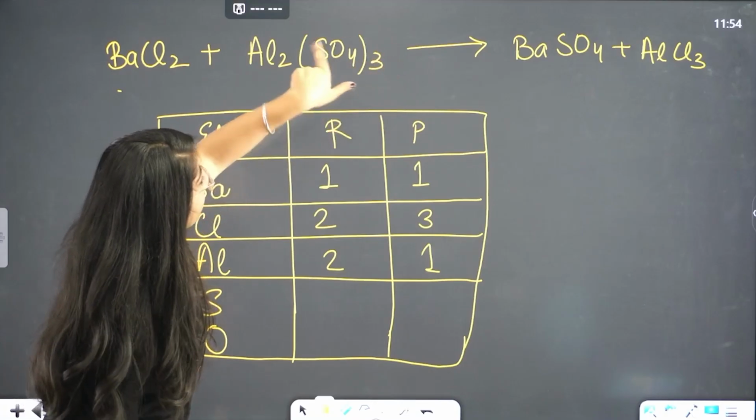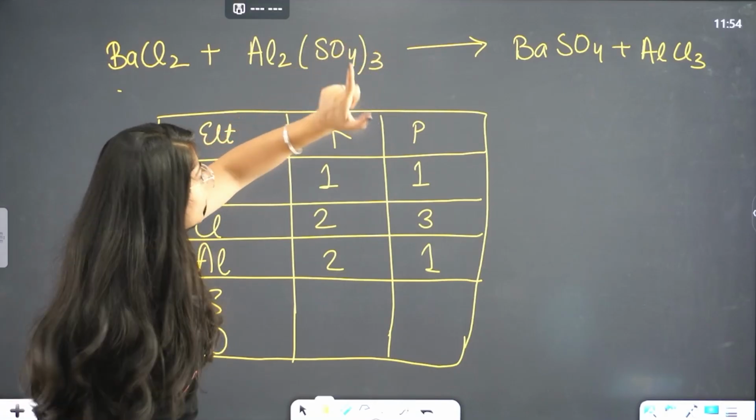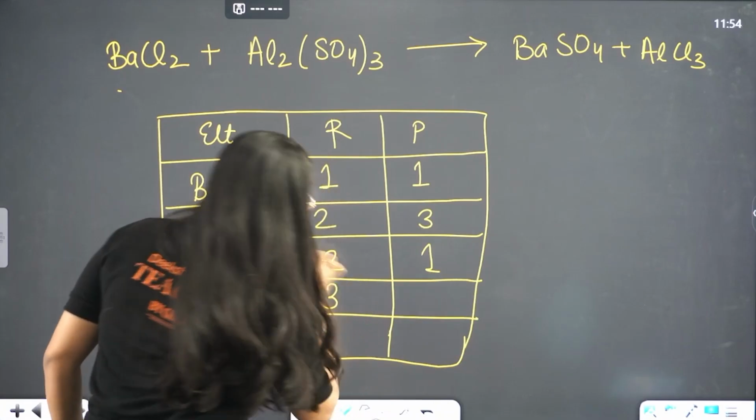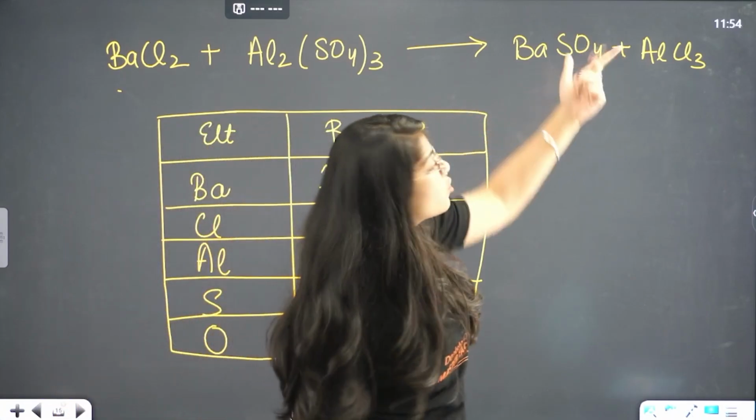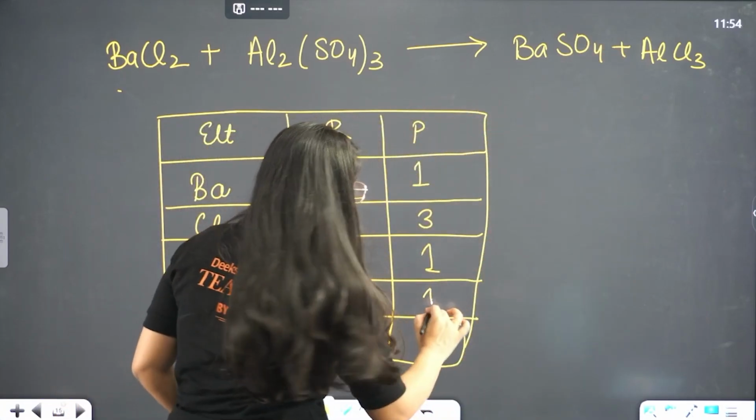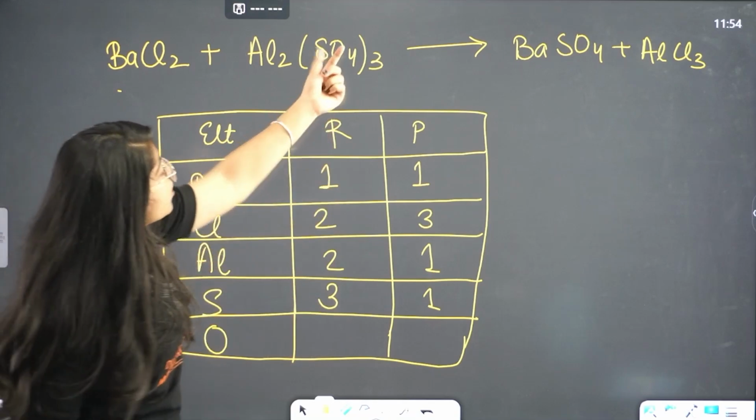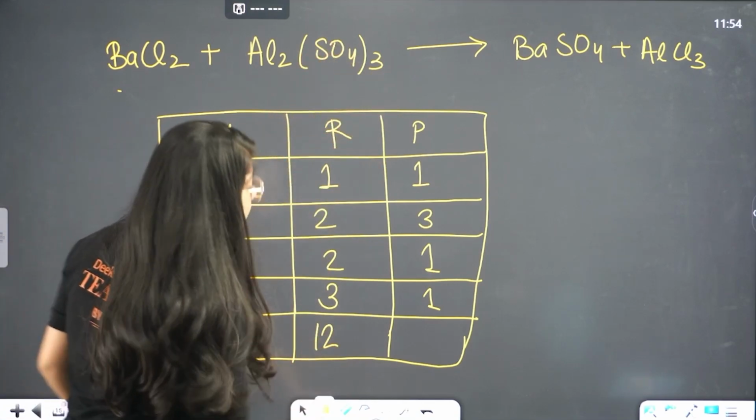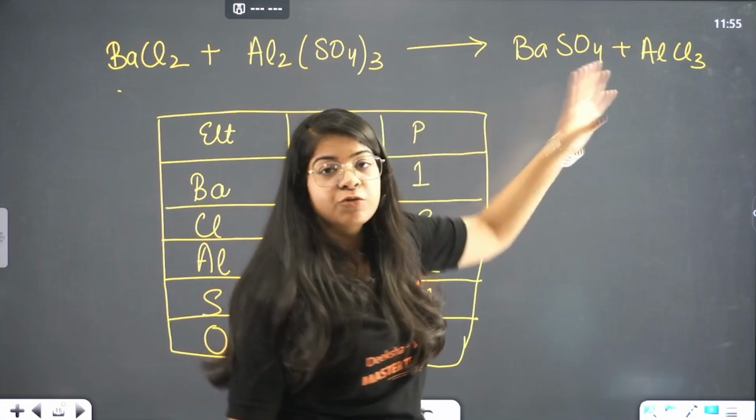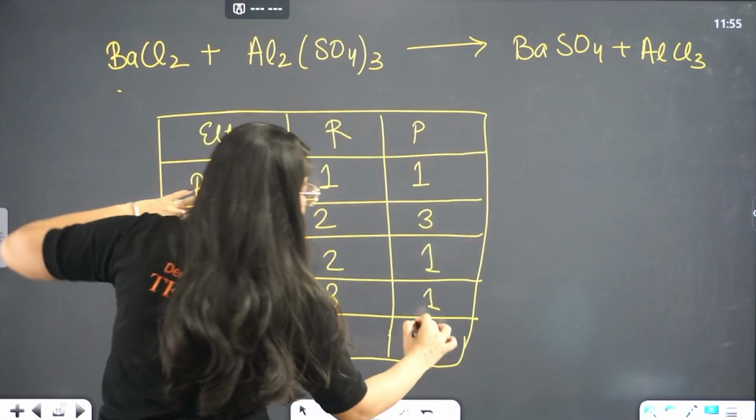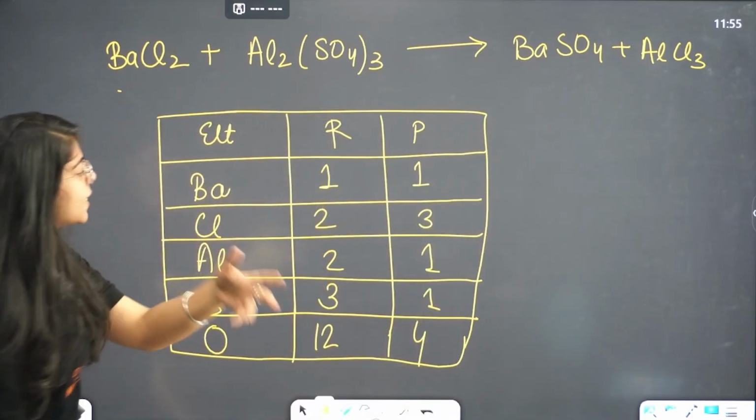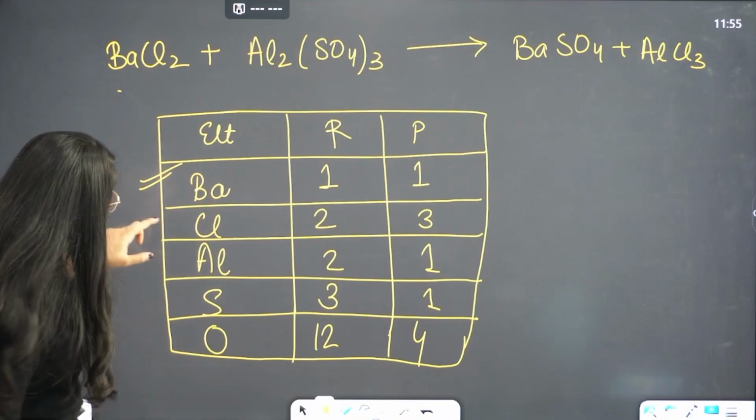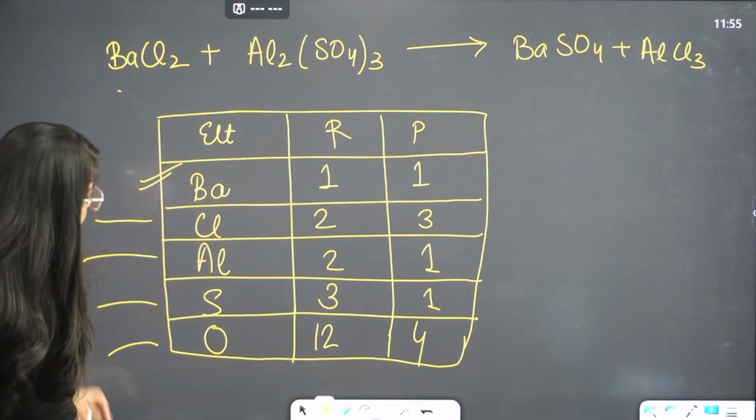Then sulfur is 3. This 3 will multiply inside, so sulfur is 1 into 3, 3. So sulfur is 3 here, and here sulfur is only 1. Now O is 4 into 3, 12 O's are there, but here only 4 O's are there, right? So which one is balanced? Only barium is balanced. Now we have to balance Cl, Al, S and O.